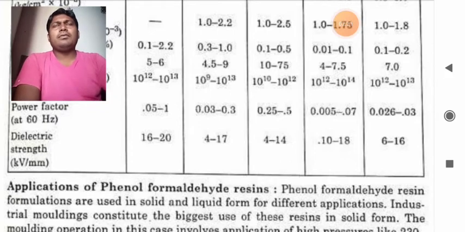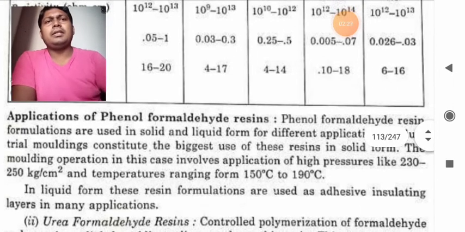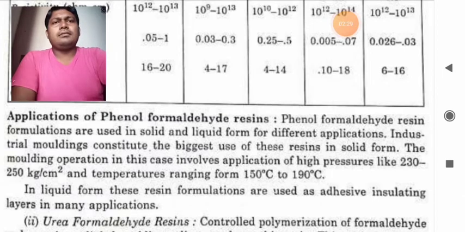Now the application of formaldehyde we will discuss. The application of phenol formaldehyde resins: they are used in solid and liquid form for different applications. They can be either solid or liquid. Industrial moldings constitute the biggest use of these resins, so it is used majorly in the industry sectors. Let us discuss how they are used.